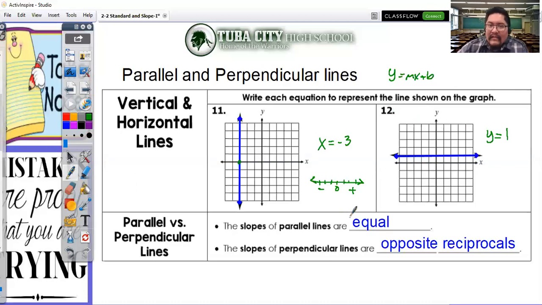All right, parallel and perpendicular. So this means that there are two lines on a graph. If they have the same slope, they're going to be going in the same direction. If they are perpendicular, and I'll probably explain some more of this when we see some examples, a perpendicular line is one where they cross in an X shape, but the X is equal on all four sides. So it crosses at a 90-degree angle.